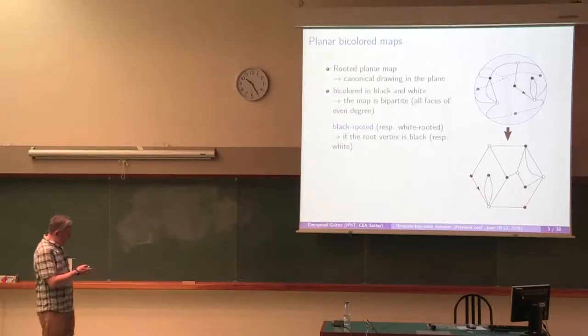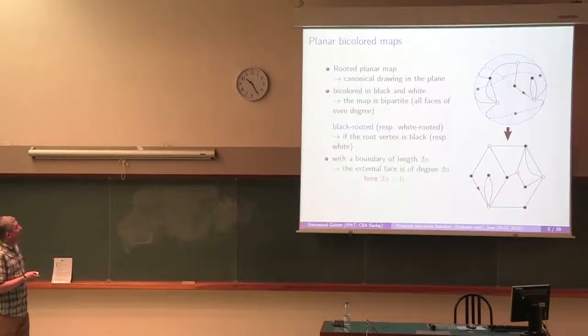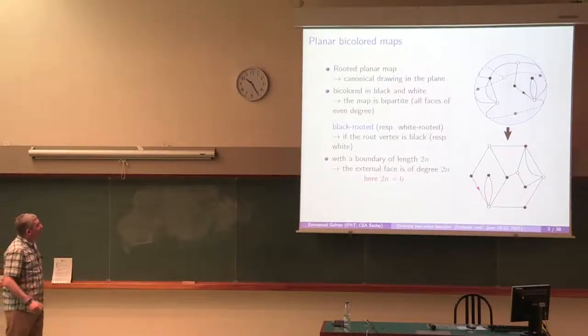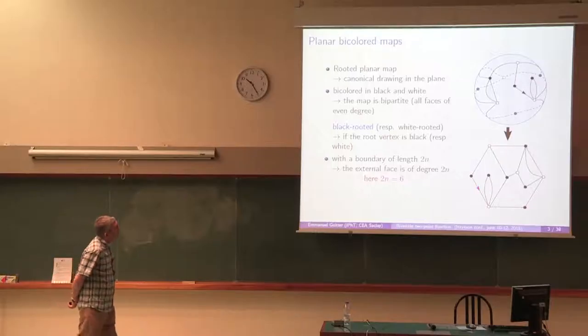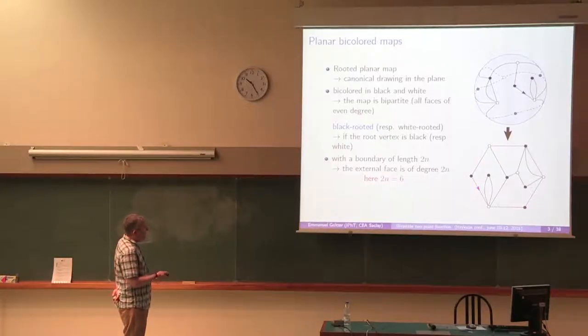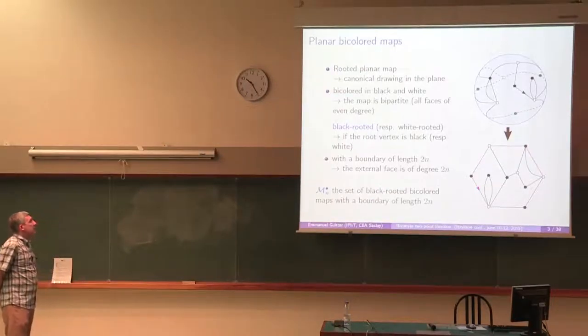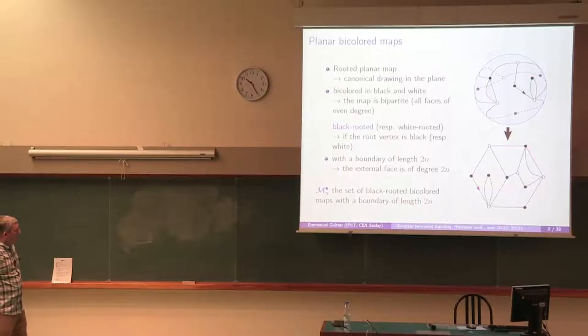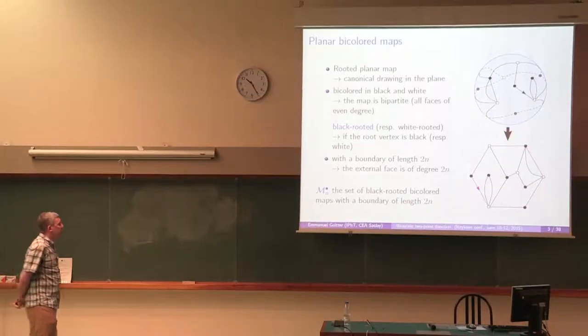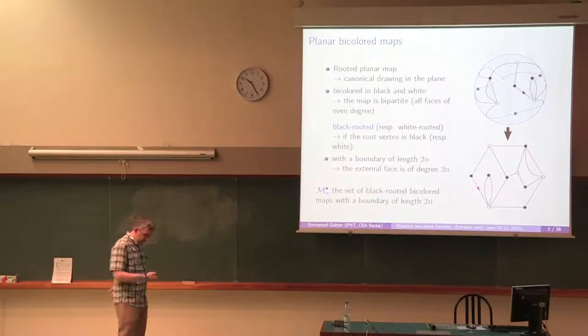I say that the map has a boundary of length 2n if the degree of the external face, in purple, is 2n. And I will call M_n bullet the set of black rooted bicolored maps with a boundary of length 2n.